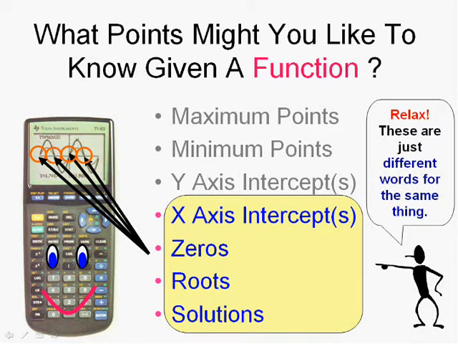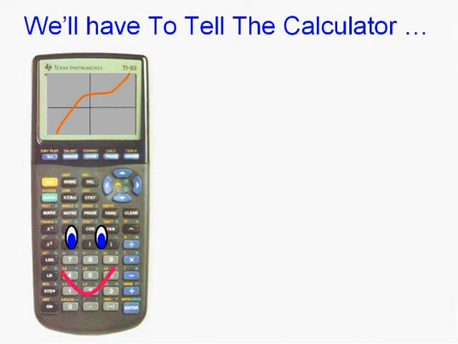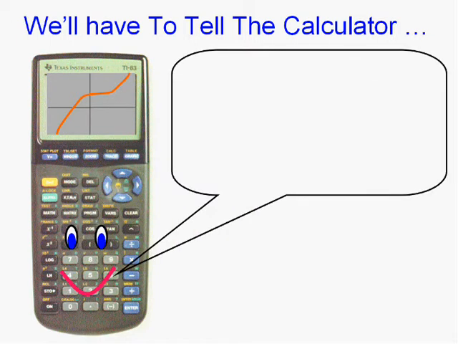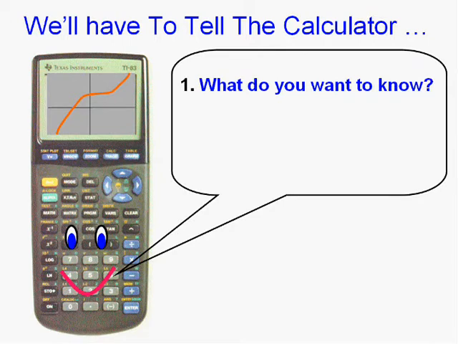Believe it or not, all of these values are found just about in the same method, using the same button on your calculator. But before we do that, we'll have to tell the calculator a couple things. Number one, you'll have to tell it exactly which of those things you want to know. Do you want to know a maximum? A minimum? A y-intercept? Or an x-intercept? It can't read your mind, of course. So first you'll have to tell it that. Then you'll have to tell it where.